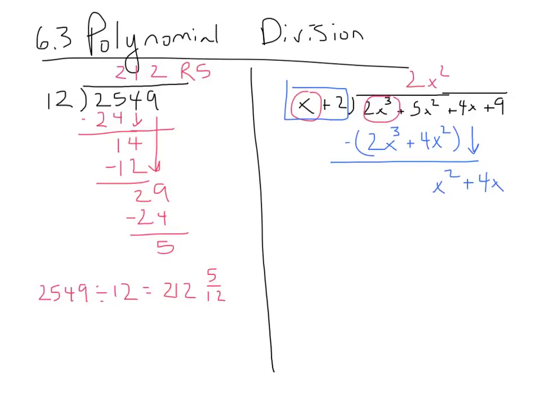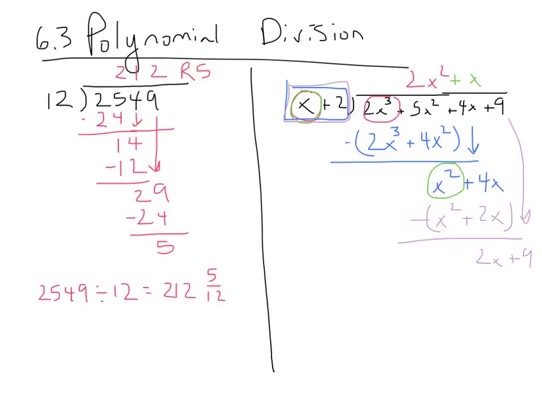Now I'll go back and I'll ask myself, how many times does this x go into this x squared? Well, x squared divided by x is x, so I'll have a plus x. And then I'll multiply the x again by this entire piece right here. And so I'll get x squared plus 2x. I'll subtract. Again, I should see numbers matching up. x squared minus x squared is 0. 4x minus 2x is 2x. I'm going to bring down this 9.